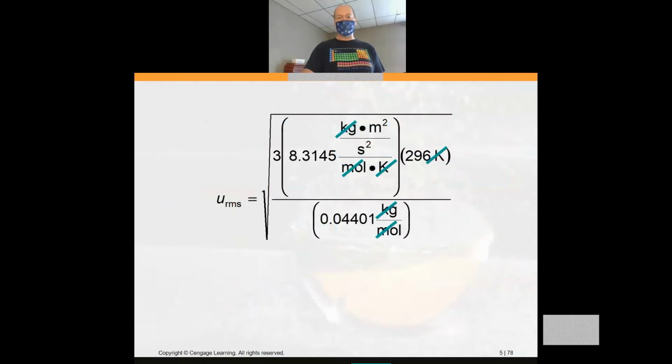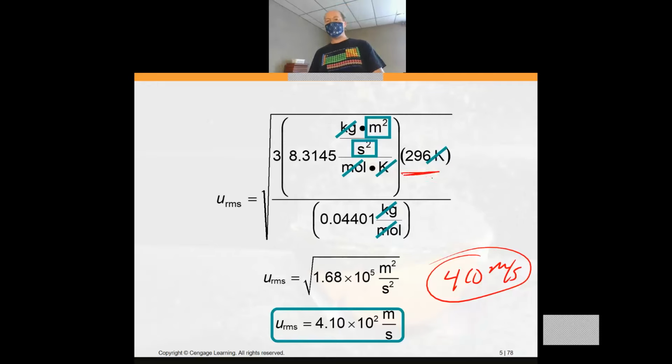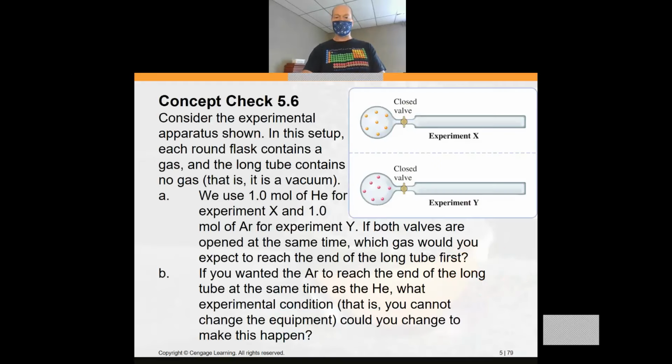And when you push the buttons, you get 410 meters per second. You wouldn't have to put that in scientific notation, 410 meters per second. Or put it in scientific notation, it doesn't matter. So if you increase the temperature, if you had a higher temperature than 296, you're going to get a larger speed. If you had a smaller temperature, you're going to get a slower speed. Molecules move faster when the temperature is higher.